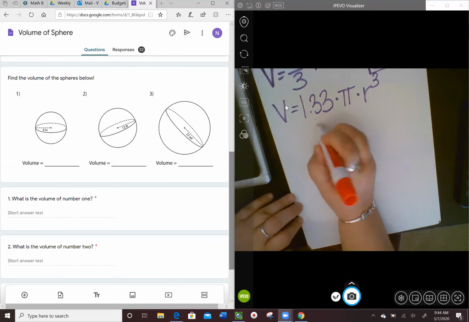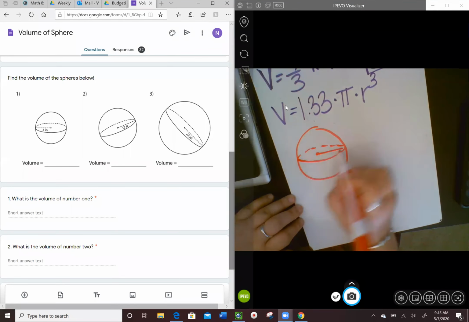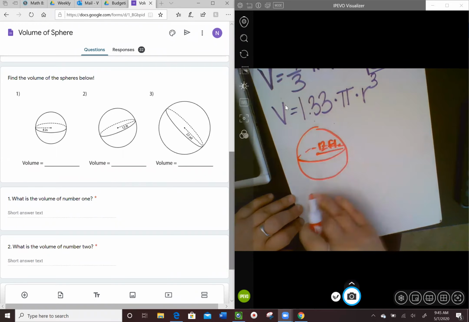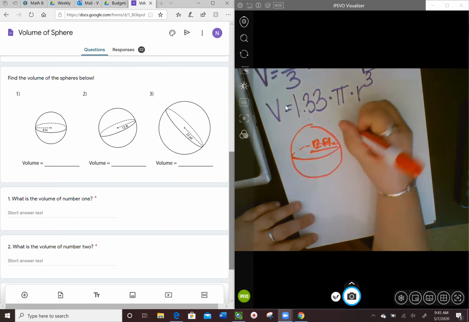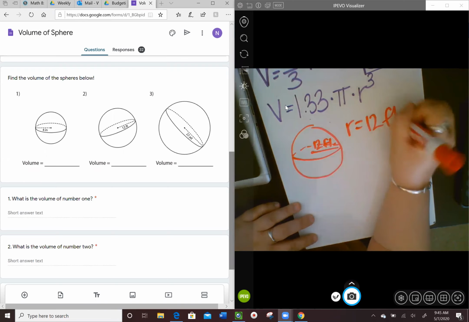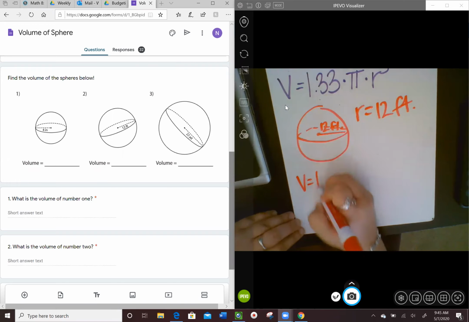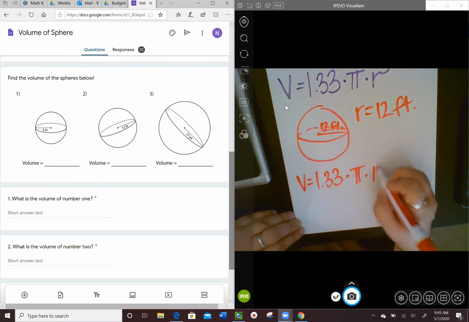Our second example is a huge sphere. Our radius is 12 feet. So the diameter, the entire way across, is 2 times 12, or 24 feet long. That's huge. This volume is going to be a big number because of how big this sphere is. So I'm going to plug 12 feet in for R. So I've got V equals 4/3 as a decimal, times pi, times 12 to the 3rd.